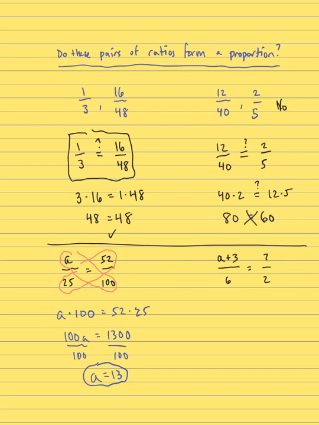The one on the right is a little more complicated because you can see there are two terms with that variable. So when you take your cross products here, let's be careful, because when you're multiplying that 2, it's no longer just times the a. It's times the a plus 3. So it's times the quantity a plus 3, and of course that means parentheses. I like to have my variables on the left, so that's 2 times the quantity a plus 3 equals 6 times 7. I do a little distributing here: 2a plus 6 equals 42.